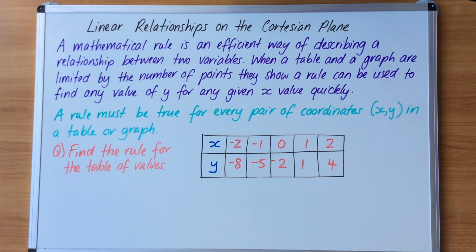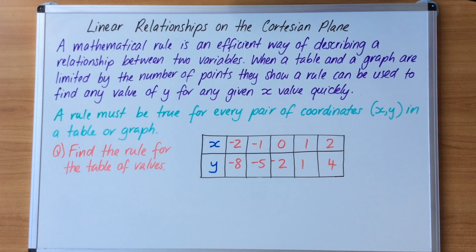In this video, we are going to focus on linear relationships on the Cartesian plane. A mathematical rule is an efficient way of describing a relationship between two variables. When a table and a graph are limited by the number of points they show, a rule can be used to find any value of y for any given x value quickly. A rule must be true for every pair of coordinates, x and y, in a table or graph.